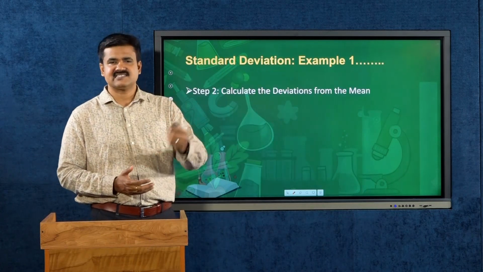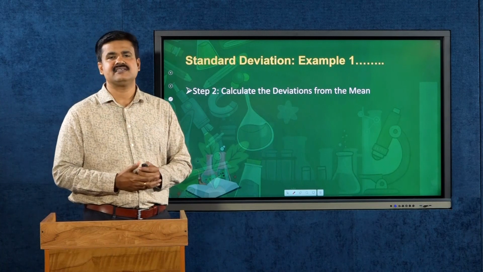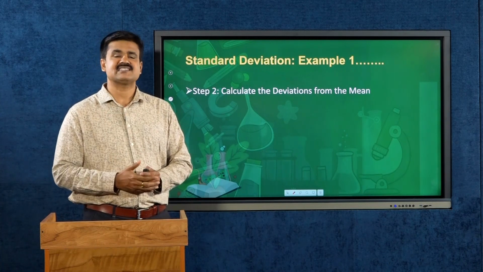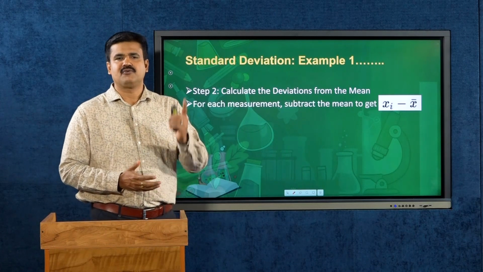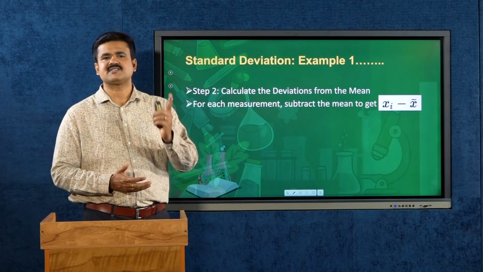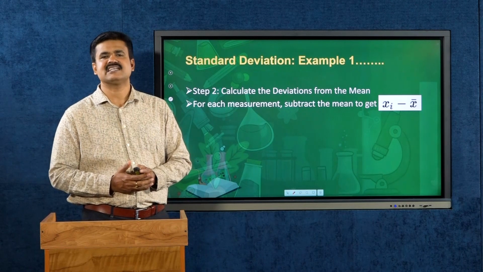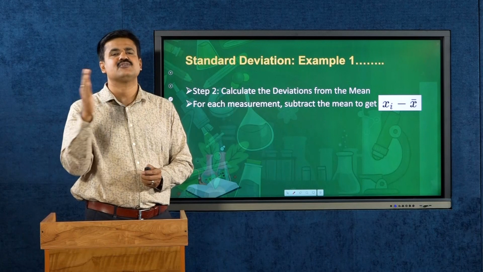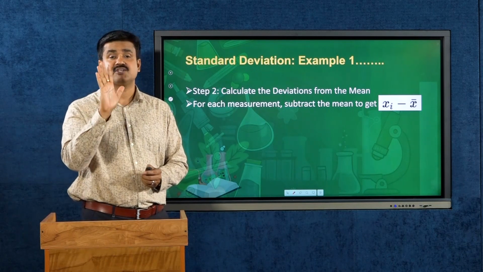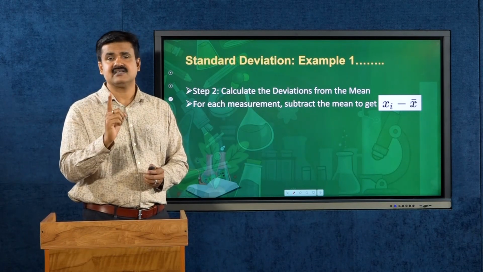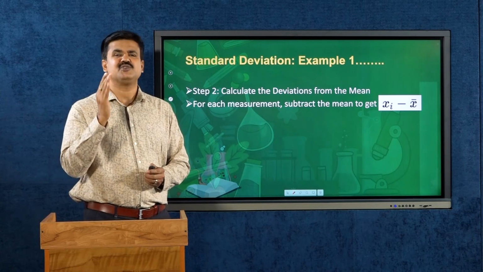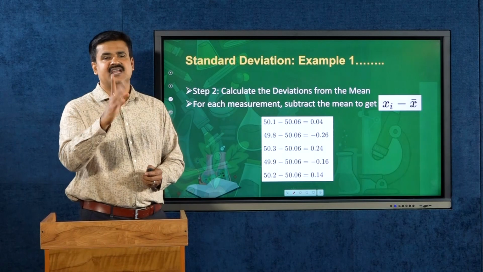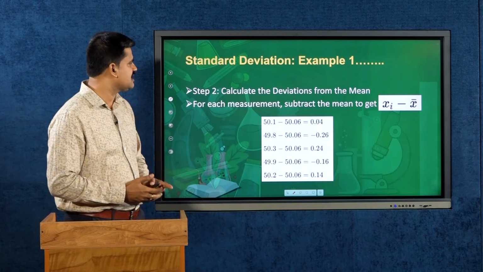In the second step, you have to calculate the deviation from the mean. So, you have to compute xi minus x bar. For each measurement, subtract the mean to get xi minus x bar. That is, you have 5 data points and the mean value, and you have to subtract the mean value from each measurement. Like this, you get the final result.